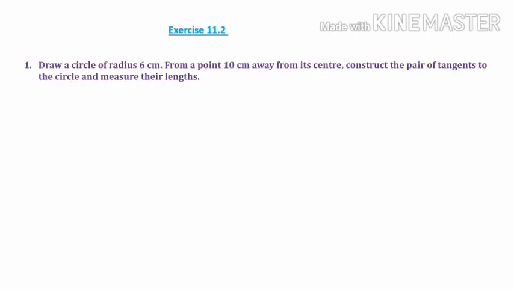Next we shall discuss exercise 11.2. First question, draw a circle of radius 6 cm. From a point 10 cm away from its center, construct the pair of tangents to the circle and measure their lengths. We are asked to draw a circle of radius 6 cm and take a point P which is 10 cm away from the center, and we have to draw tangents from this particular point to the circle. That is the question.